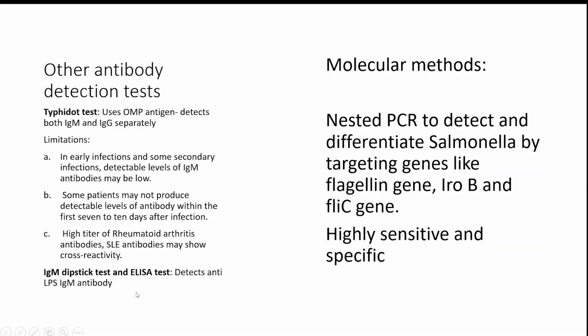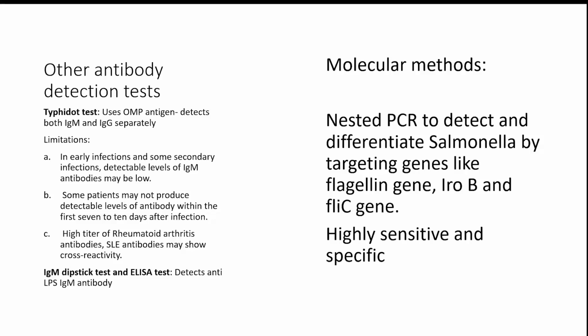The other antibody detection system, there are many other antibody detection systems for typhoid. One is very common, the typhoid test. It utilizes the OMP antigen and detects both IgM and IgG separately. The limitations are in early infections and some secondary infections, detectable level of IgM antibodies may be low. Some patients may not produce detectable level of antibody within the first 7 to 10 days after infection.